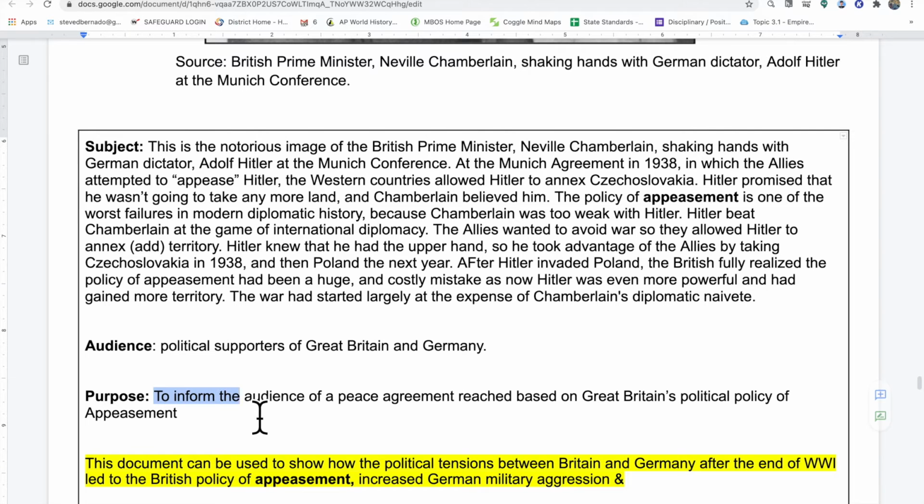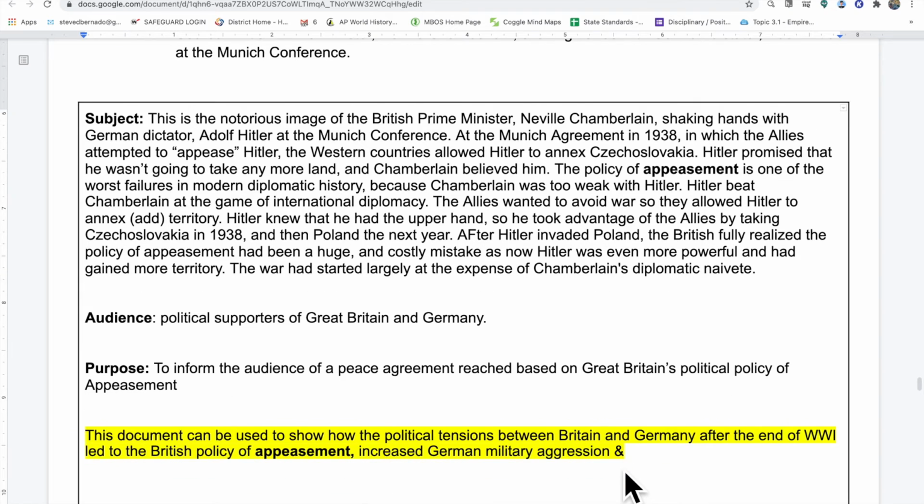And the purpose: to inform the audience of a peace agreement reached based on Great Britain's political policy of appeasement. And you can use this document to show how the political tensions between Britain and Germany at the end of World War I led to British policy of appeasement, which increased German military aggression and ultimately led to World War II. Okay, to a great extent.